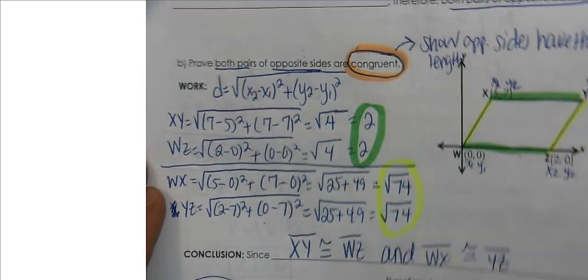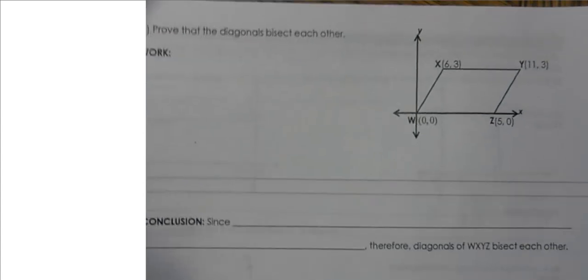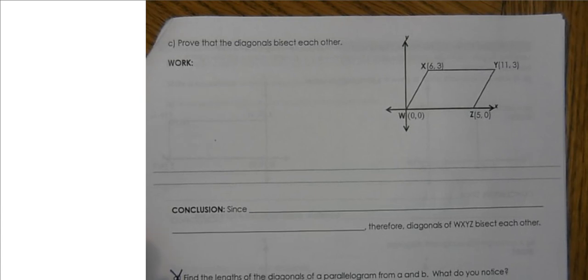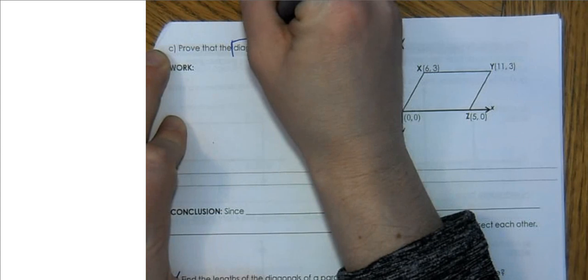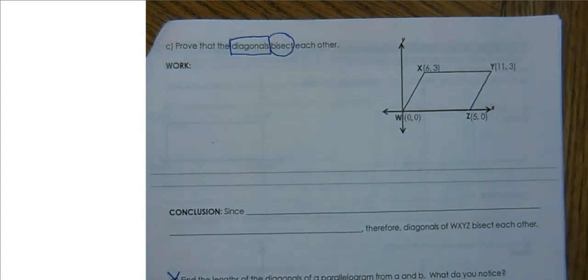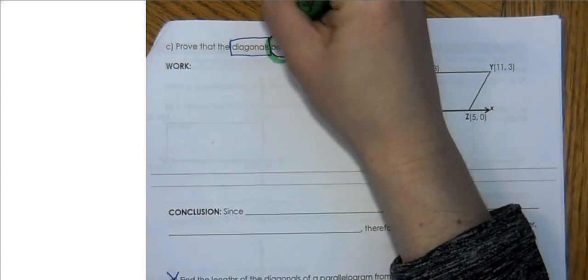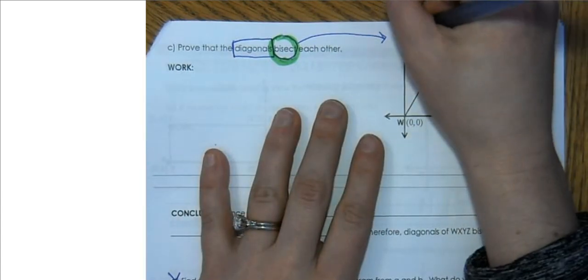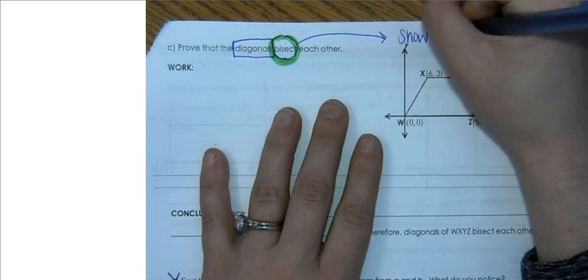All right, let's go ahead and move on to the next page. Just so that you guys know, we're skipping letter D this year. So let's go ahead and look at letter C. In letter C, we want to prove that the diagonals bisect each other. So when you see that word bisect, that indicates that we're going to be working with the midpoint formula. So what we need to do is we need to show that the diagonals have the same midpoint.